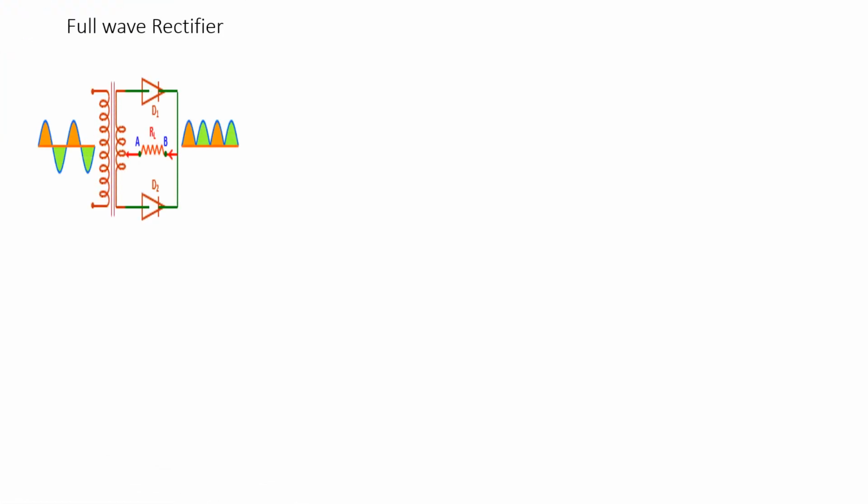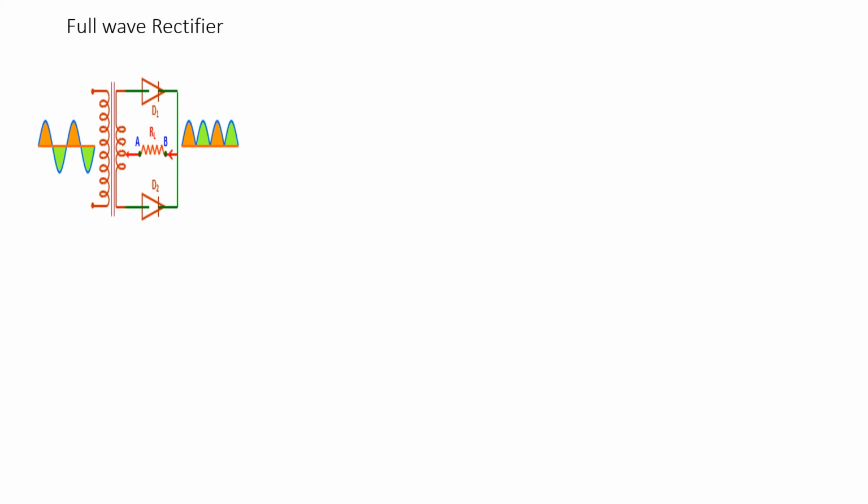Having studied the half wave rectifier, let us study the functioning of the full wave rectifier. In the diagram, we have shown the circuit diagram of a full wave rectifier. In the full wave rectifier, two diodes are used. These diodes are D1 and D2, connected as shown in the figure.